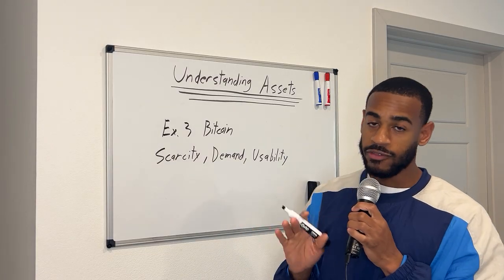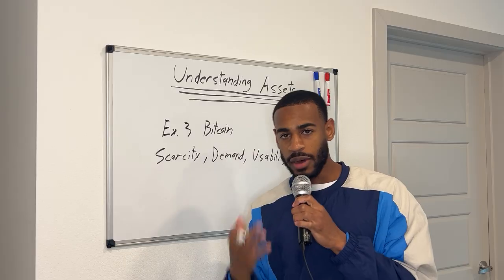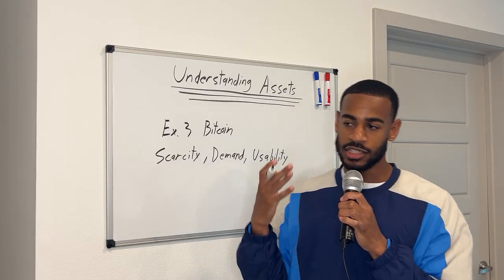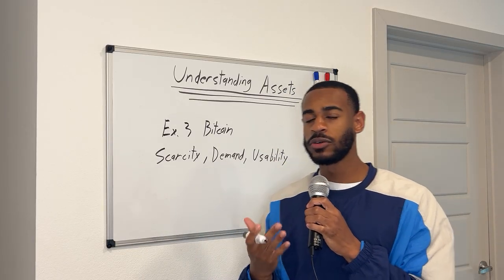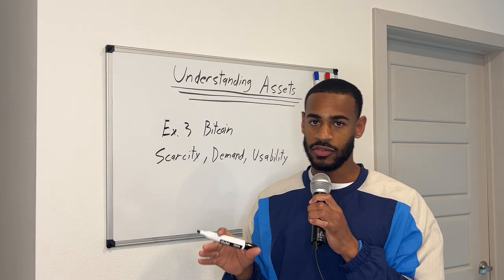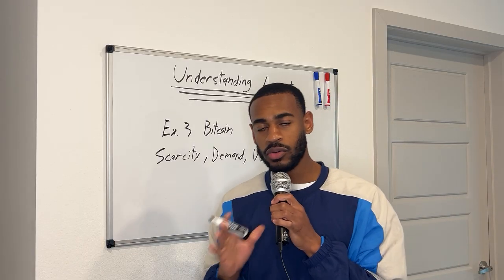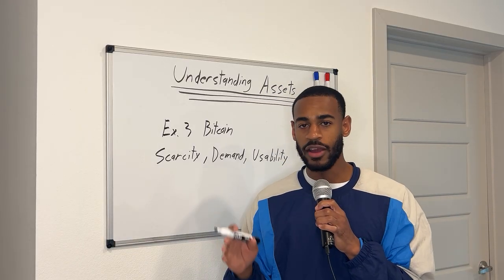Bitcoin is the first and the only real digital commodity. What I mean by that is it is essentially more closely related to gold than any other asset that exists, right? But digitally. So scarcity, there can only ever be 21 million Bitcoins, period, right?